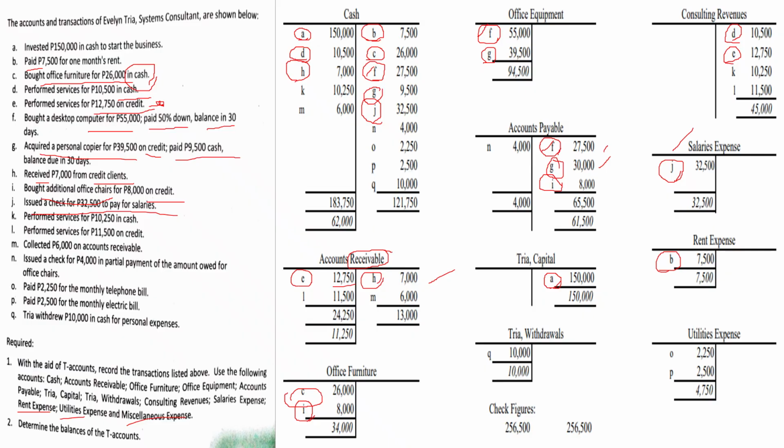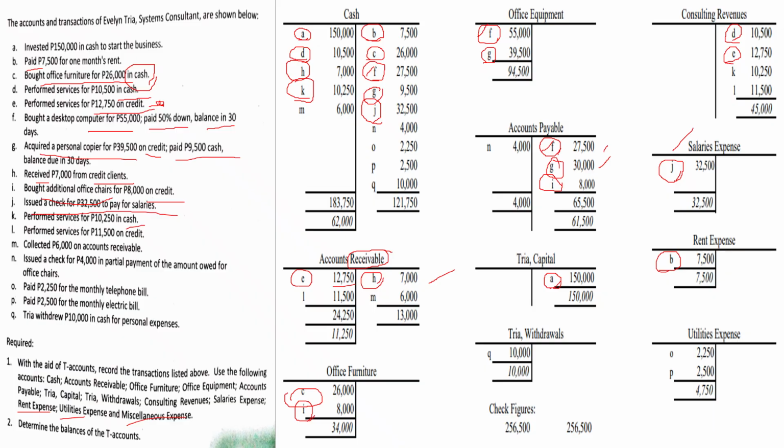Let's proceed to letter K. We perform services for 10,250 in cash. So when we perform services, that means again we earn revenue. And when we perform on cash, we receive cash. So when we receive cash, cash will be increased. So an increase in cash is a debit. So K on the debit side, 10,250.